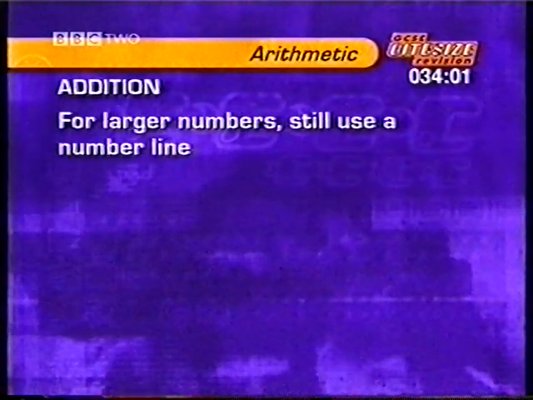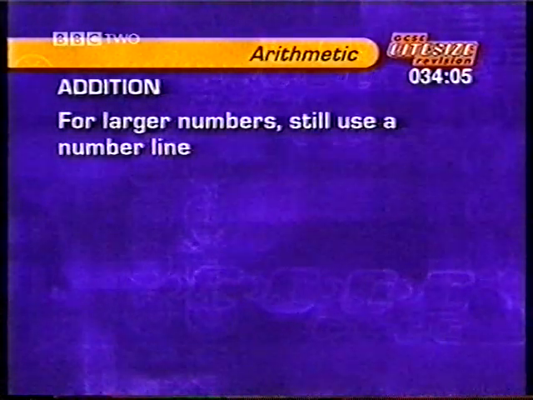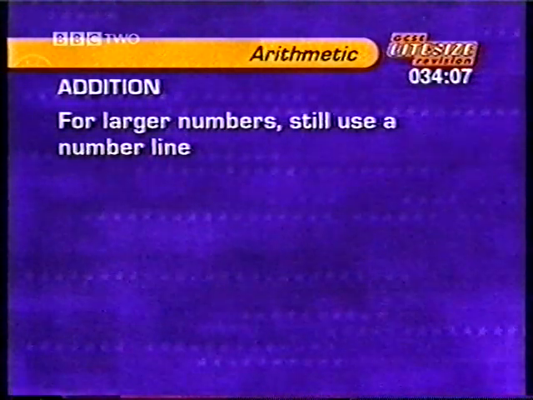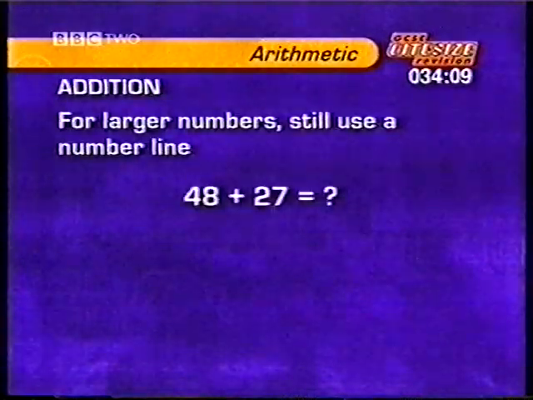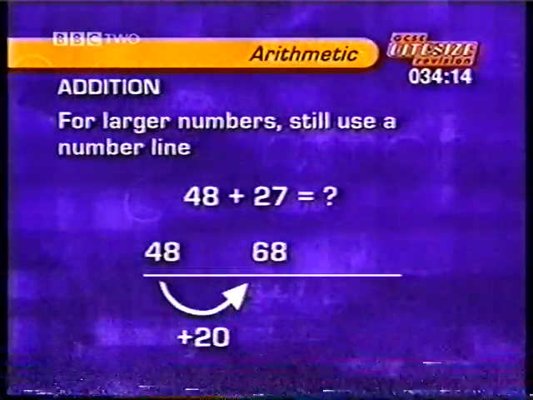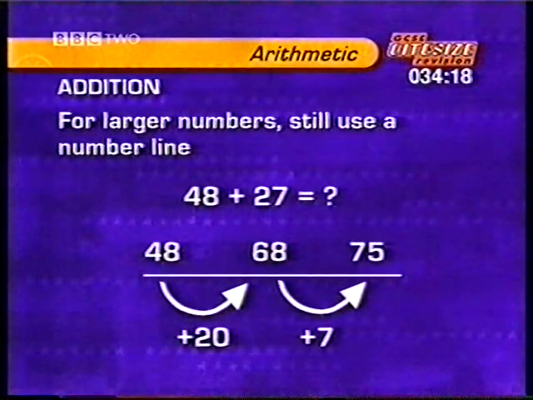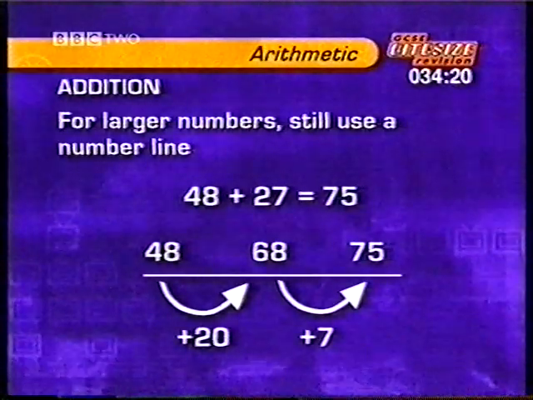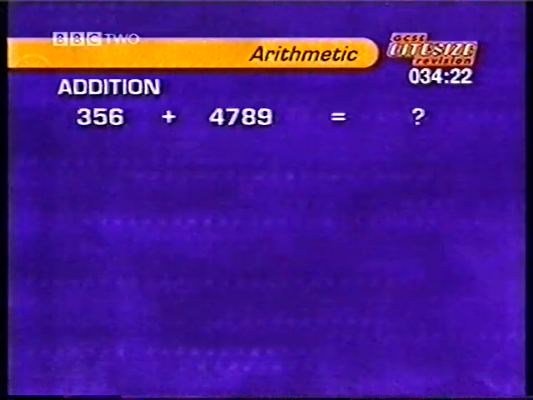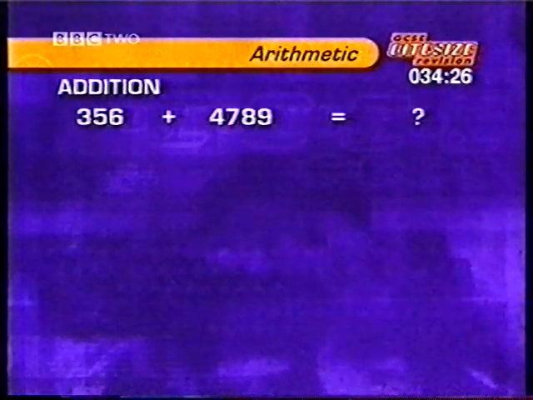For two-digit numbers, jotting down the addition on a rough number line is still a useful method. To add 27 to 48, first add 20 to get to 68, and then add the 7 to reach 75. So 48 add 27 is 75. What is 356 add 4,789?